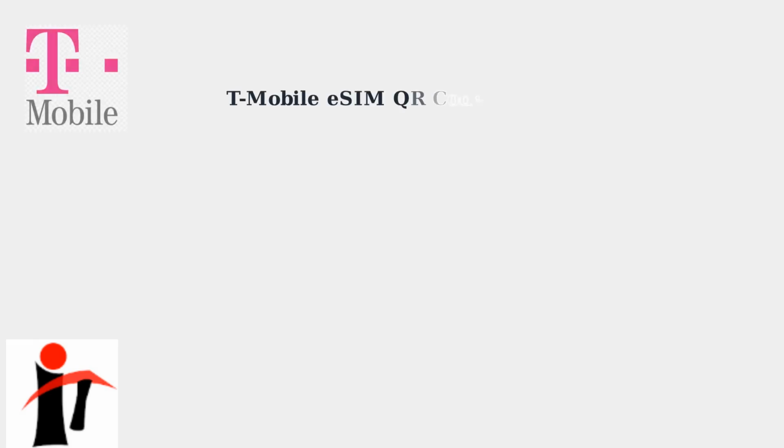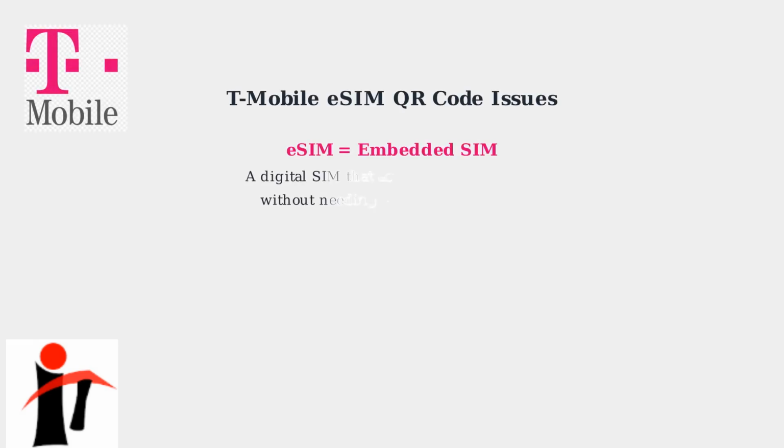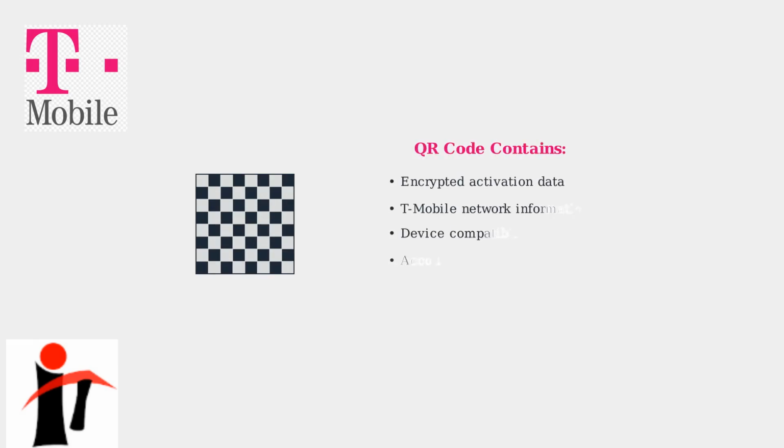Are you having trouble with an invalid T-Mobile eSIM QR code? You're not alone. With eSIM adoption rapidly increasing, understanding how this technology works is crucial for troubleshooting issues. The QR code is the key to eSIM activation. It contains encrypted data that links your device directly to T-Mobile's network. Think of it as a digital key that unlocks your cellular service.